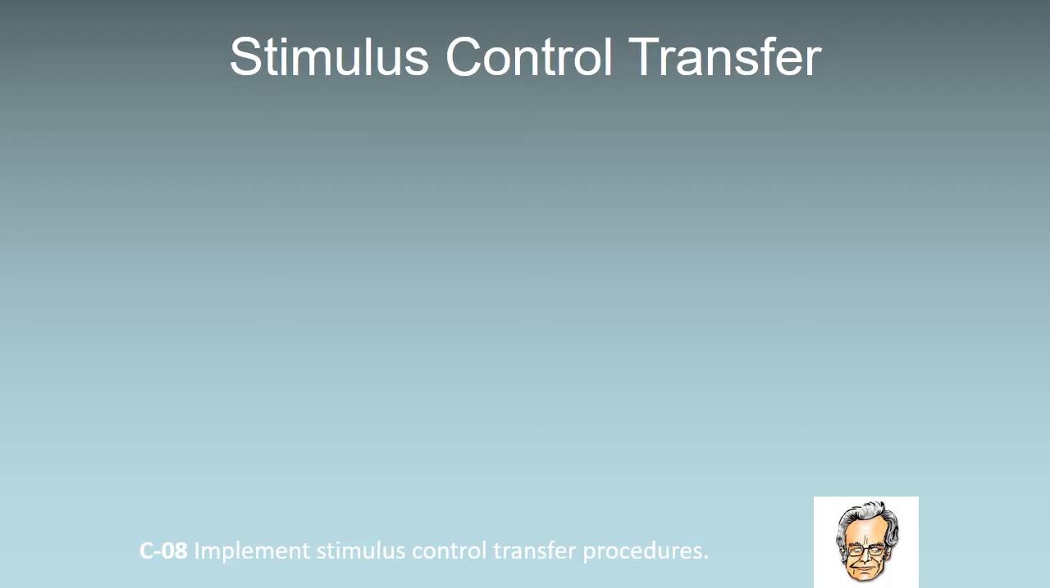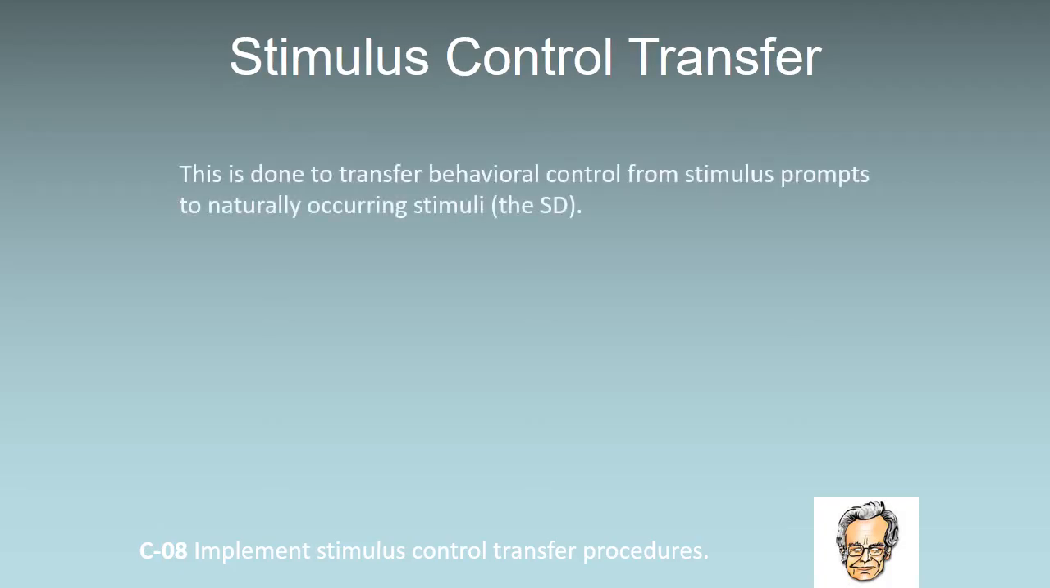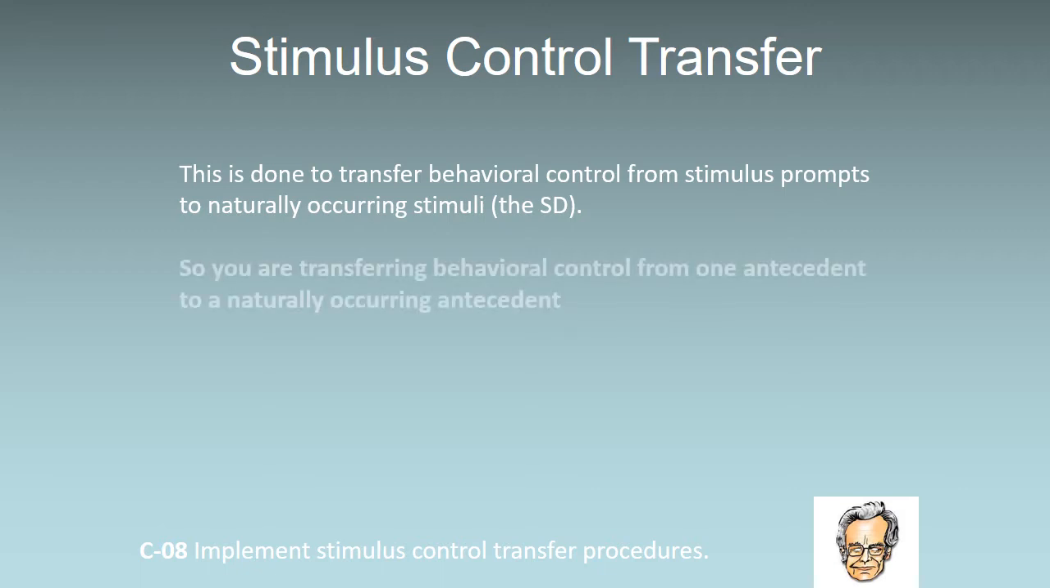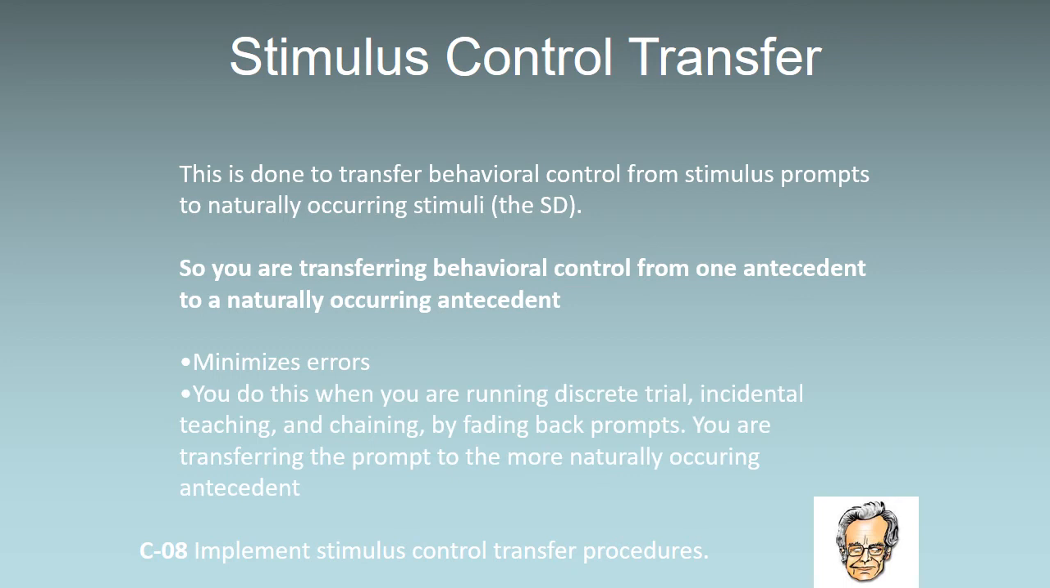Stimulus control transfer. This is done to transfer behavioral control from stimulus prompts to naturally occurring stimuli, or the SD. You are transferring behavioral control from one antecedent to a more naturally occurring antecedent. In this case, an SD, an instruction. This minimizes errors, and it is something that you're doing throughout the session.